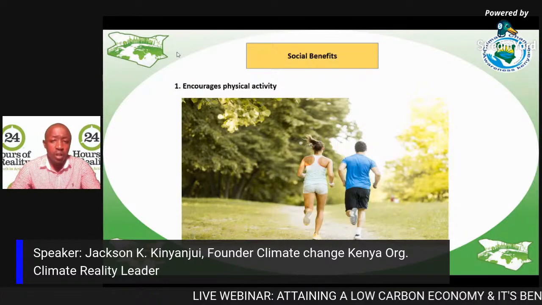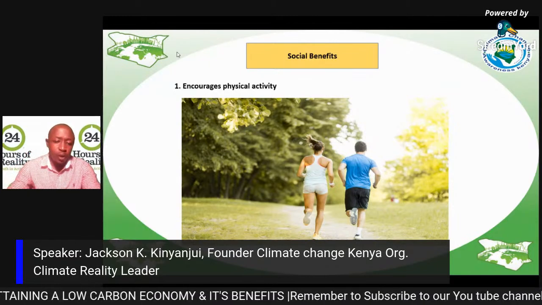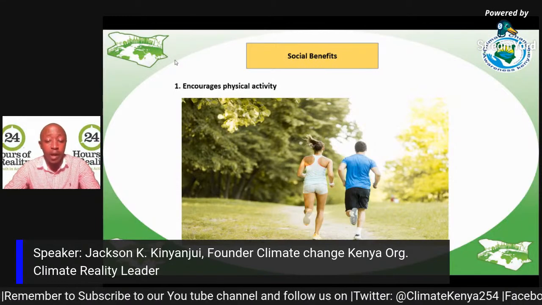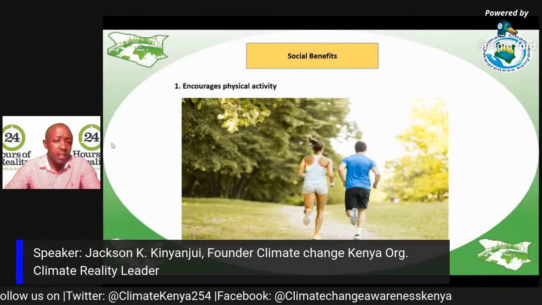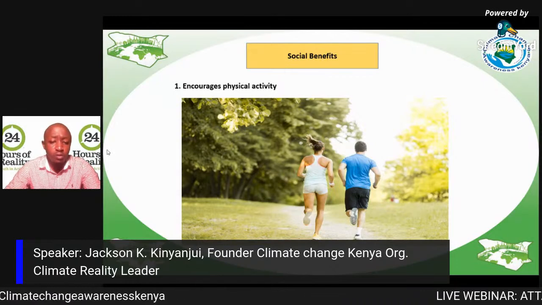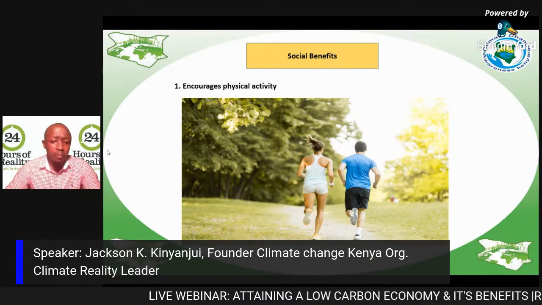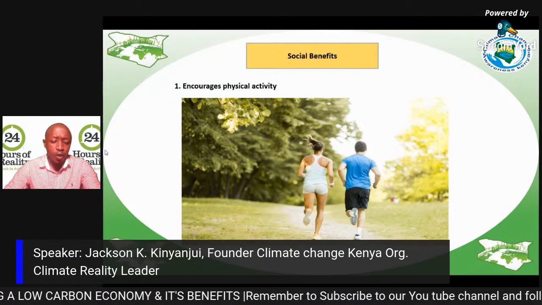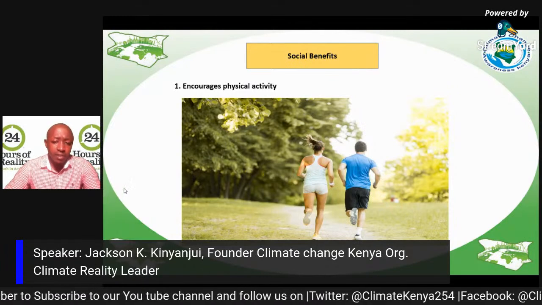Which are some of the social benefits that we have? We have been able to look at the environmental benefits, economic benefits, and now we're going to look into the social benefits of embracing the green economy. The first one is that it encourages physical activity. People will be able to move up and down. They will be able to exercise better because a green economy means the increase of green spaces, the increase of parks for people to run around and to exercise themselves physically.